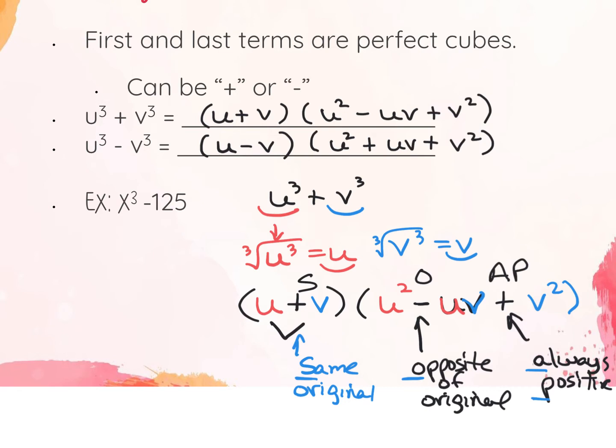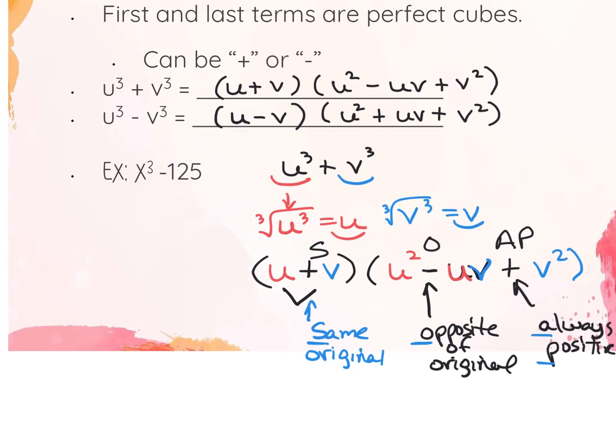Because if you notice, in both patterns, the letters are exactly the same. What's changing are the signs in between each one of the terms. So let's try our first example here: x cubed minus 125. So here's where it's going to pay off if you memorize your perfect cubes.